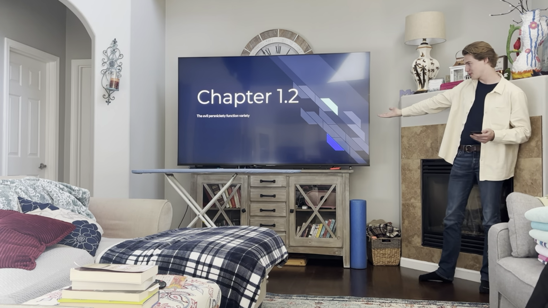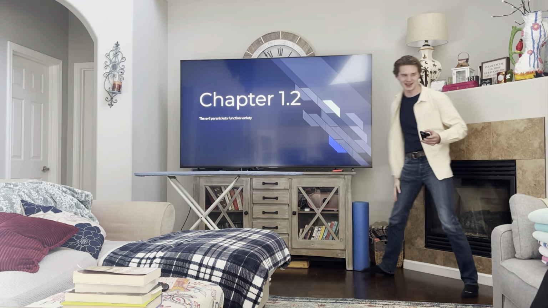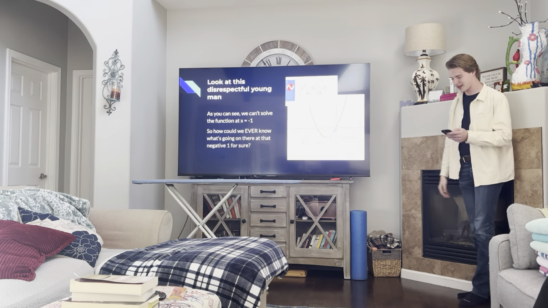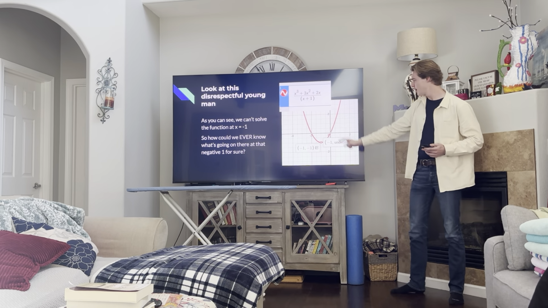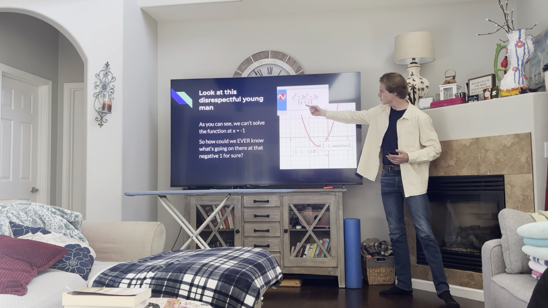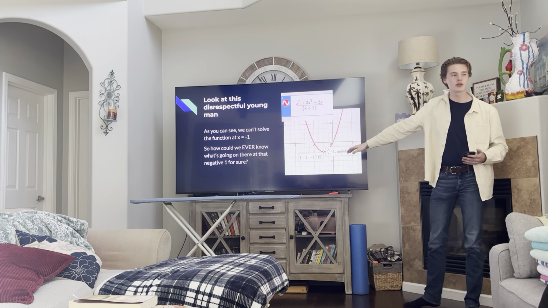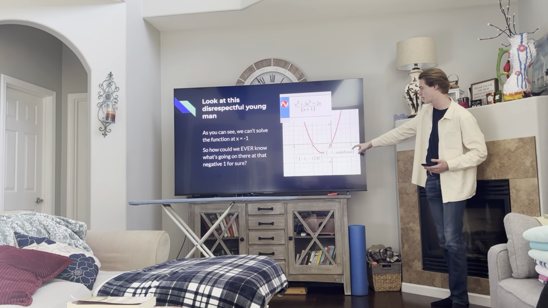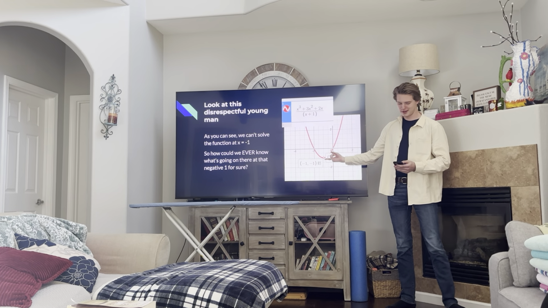But, okay? Chapter 1.2. The evil persnickety function variety. Okay? We don't like these. Okay, look at this disrespectful young man. Look, we can't solve the function at x equals negative 1. Try plugging that into here. You see, negative 1 plus 1, that's 0. You're dividing by 0. This is bad. You don't want to divide by 0. See, we don't... You have no idea what the function would equal there, right?